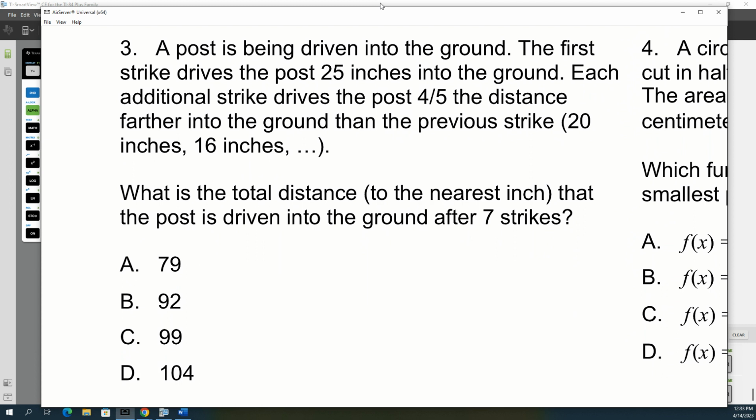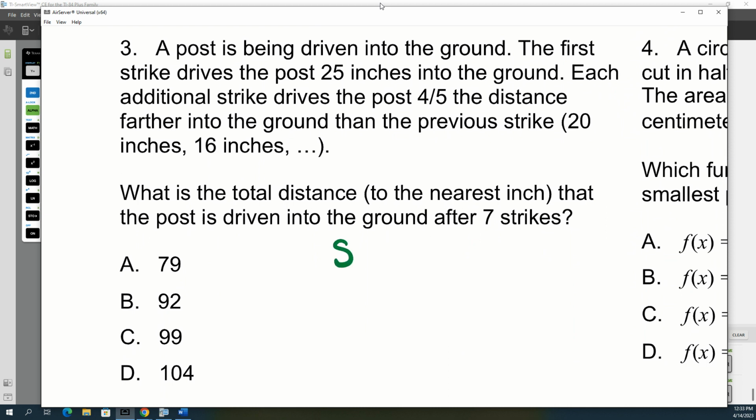Okay, and then number 3, we are going to use a formula that is on the reference sheet. So on number 3, a post is being driven into the ground. The first strike drives the post 25 inches into the ground, and each additional strike drives the post 4/5 of the distance further. All right, so we want the total distance that the post has been driven. So that's going to be a sum.